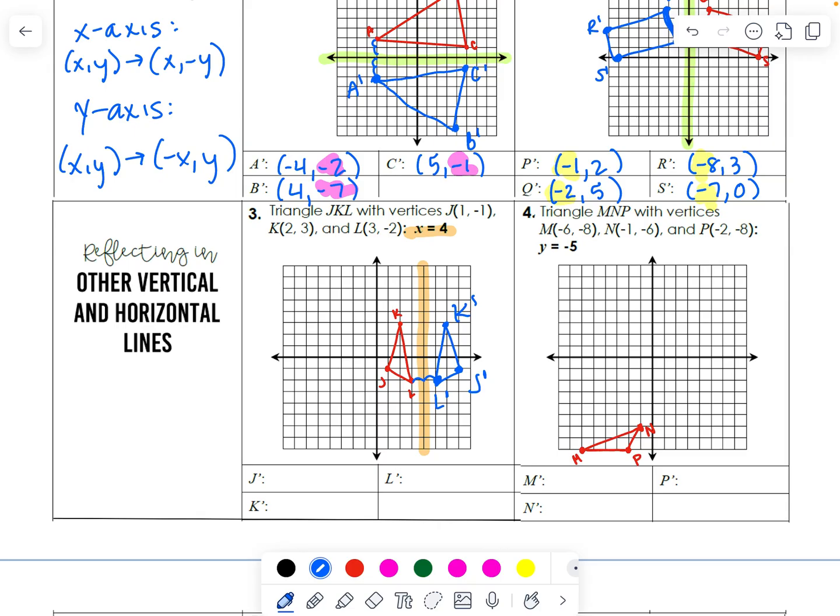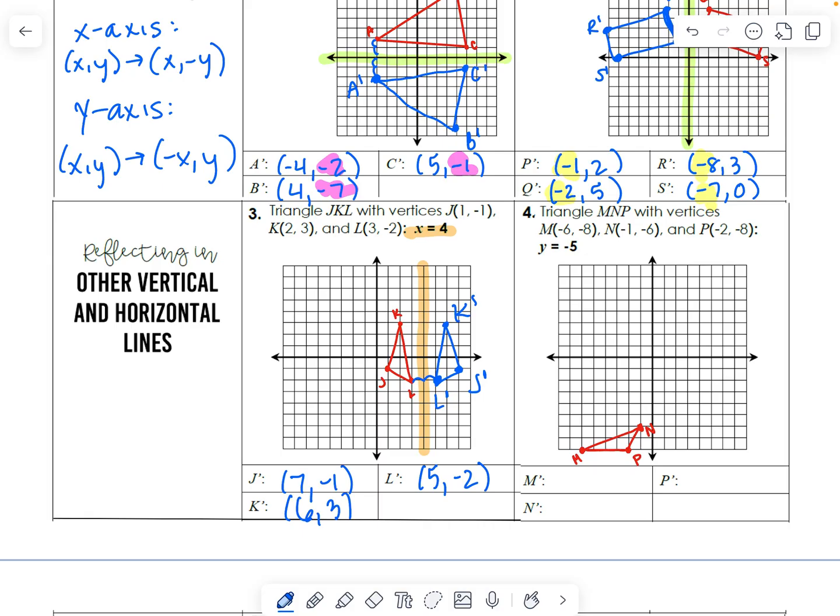J prime is at 7, -1. L prime's at 5, -2. And K prime is at 6, 3. Okay. All right, let's go to our next.